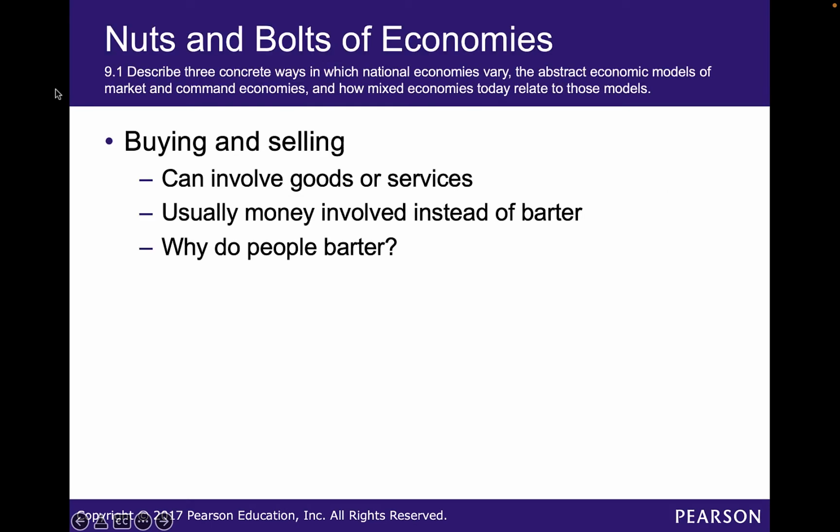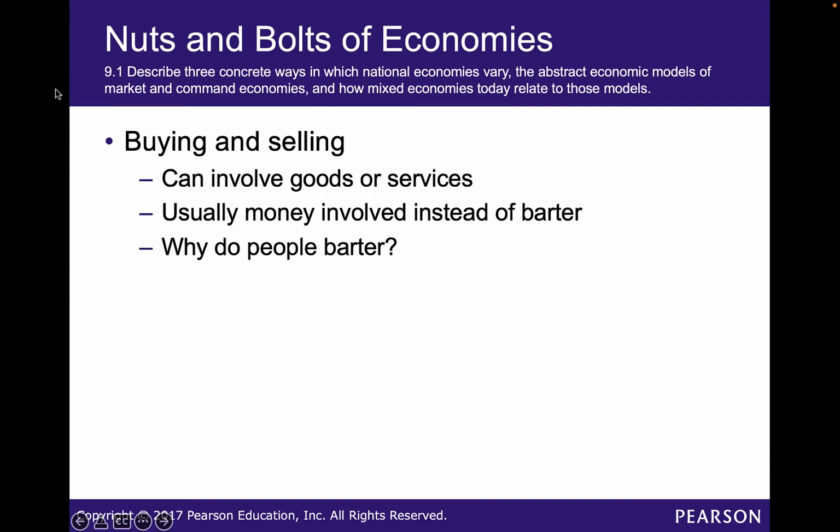So, as you know, what's the nuts and bolts of economics? It can include the selling of goods and services. Usually we go out and want to buy something, and there's a price set. The price is usually where supply meets demand. The higher the supply, the lower the demand, the cheaper the price is going to be. The lower the supply, the higher the demand, the more expensive.